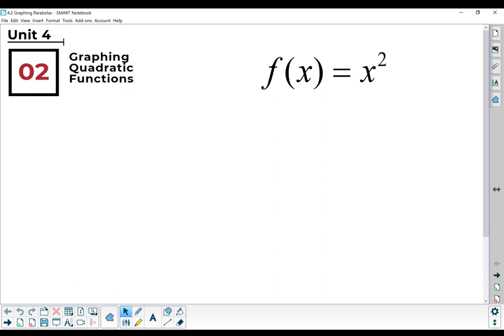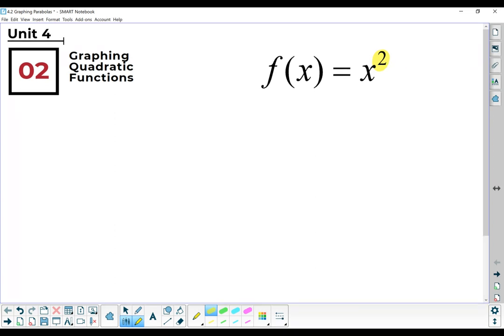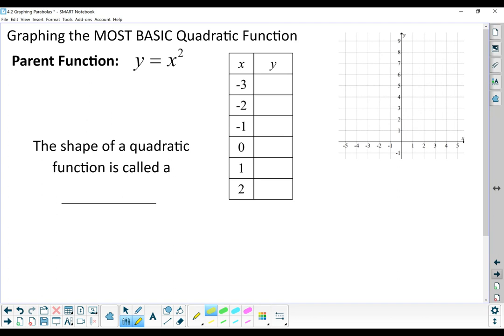Hi, this is Unit 4, Lesson 2, Graphing Quadratic Functions. So we're going to be graphing equations that include an x squared, and that's what makes it a quadratic, is that power of 2. So we're going to start like we did with our absolute values with the most basic function that's a quadratic, and we're going to fill in a table of values and plot those points to see what the shape is.